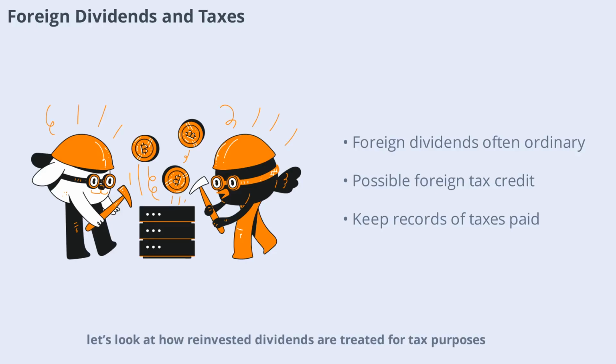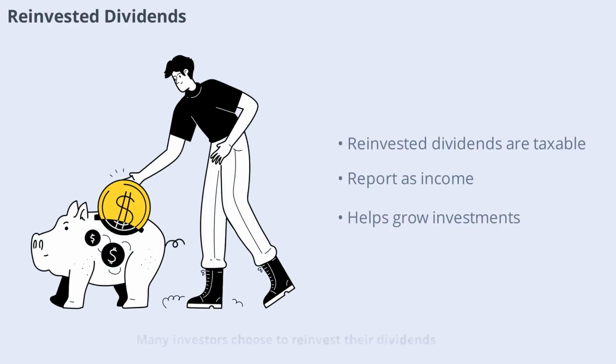Next, let's look at how reinvested dividends are treated for tax purposes. Many investors choose to reinvest their dividends, using them to purchase more shares instead of taking cash. However, even if you reinvest, the IRS still considers these dividends as taxable income in the year they're paid. You'll need to report the amount as if you received it in cash. Reinvesting can help grow your investment over time, but don't forget the tax implications.